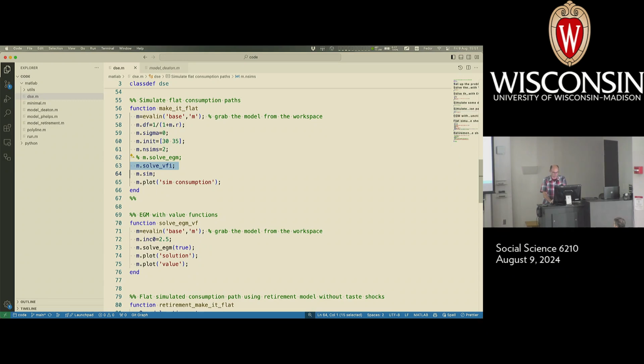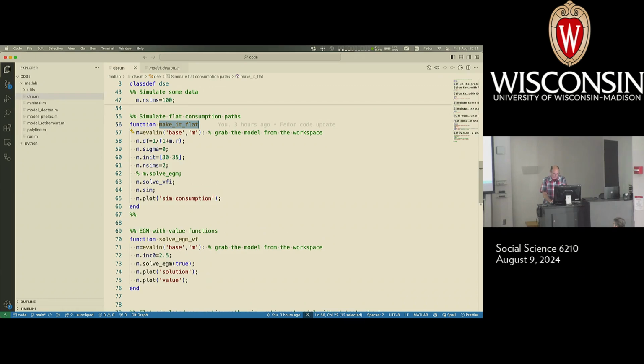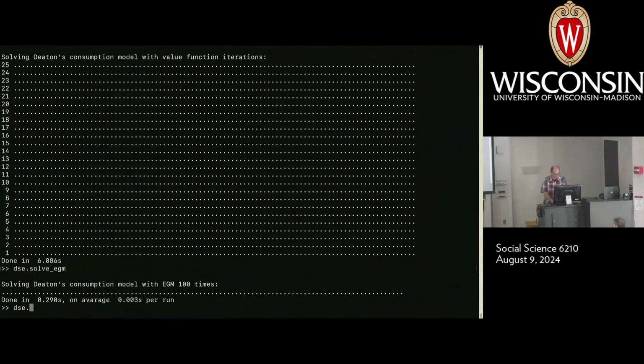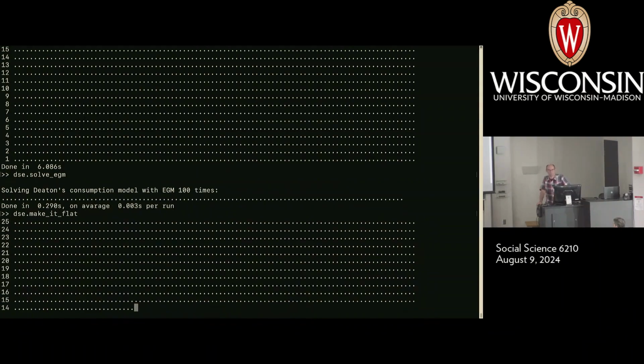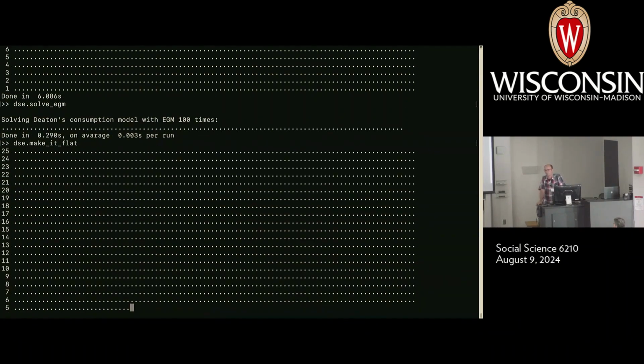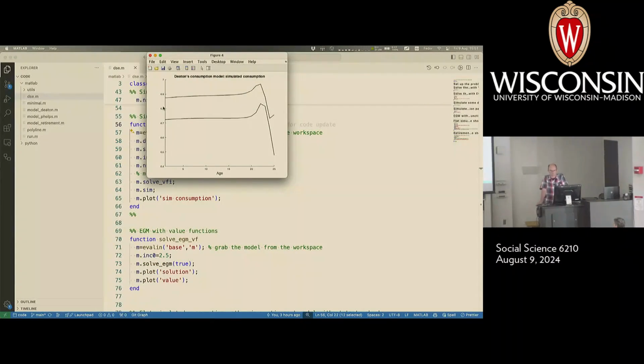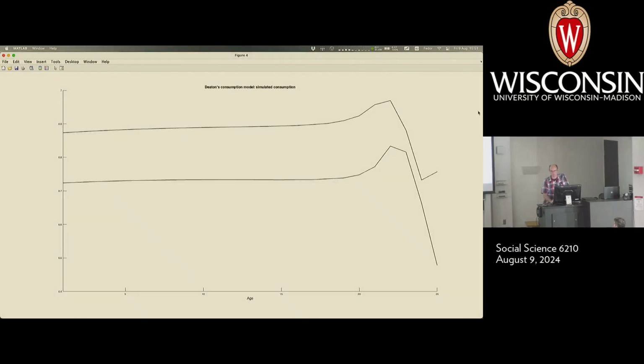And I'm going to solve this model with VFI. This is the sort of test which is a very good idea to run. And we labeled it Make It Flat because we had a lot of conversations with Mike Keane on this, and you may hear from him. Well, anyway, this is the Make It Flat test with VFI solution.